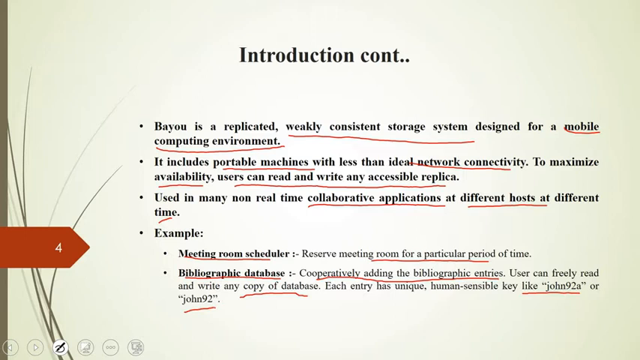Like the same bibliographic entry may be added by different users with different keys, or if the system detects these duplicate entries, it will merge them into a single entry with a single key, like John A 92A or John 92, for example. So it will assign a common key and make these duplicate entries into a single value.